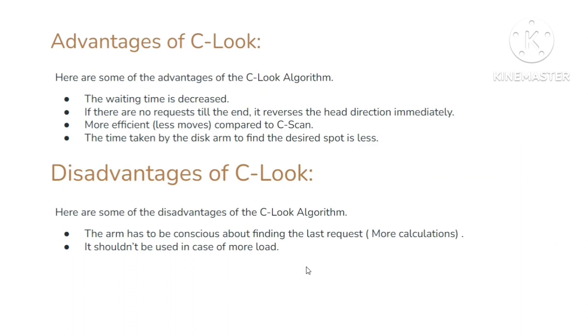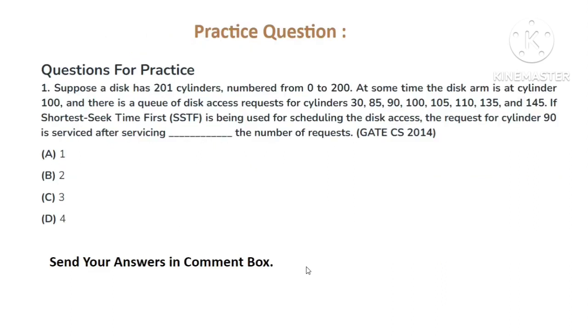Disadvantage: the arm has to be conscious about finding, like in the LOOK algorithm, what the last request is, either in the upper direction or in the lower direction. It has to be calculated. At the last request it has to stop and reverse its direction. It should be used when the load is less. Like the LOOK algorithm, where the load is high, there is no meaning in reversing direction at the last request; we have to go to the last track. But C-LOOK should be used where the load is less. That's all about the algorithms related to disk scheduling.